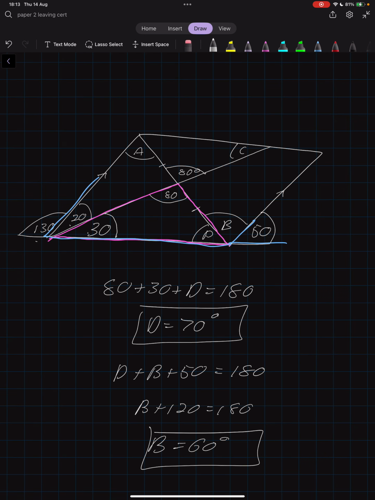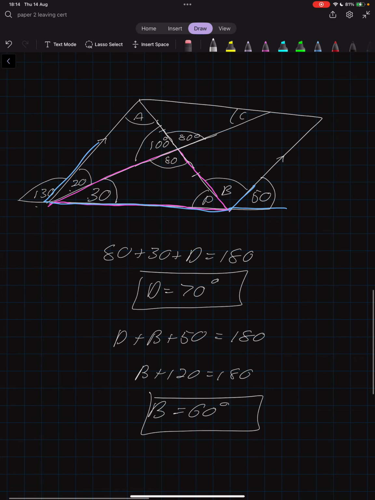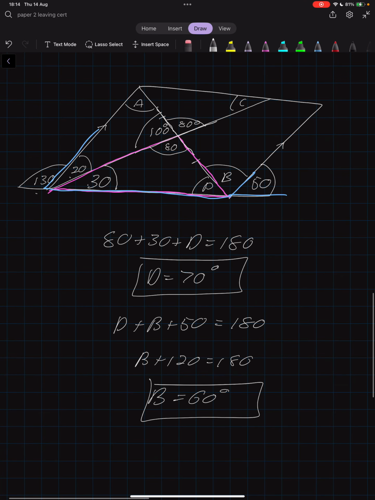So how am I going to figure out what the rest of them are? Okay, yes, so this is a straight side. So this angle here has to be 100 because of the 100 and the 80. Okay, so whether you look at this straight side or this one, both will give you 100 here. So I can figure out what A is from that, okay? So A plus 100 plus 20 has to be 180, so A has to be 60.